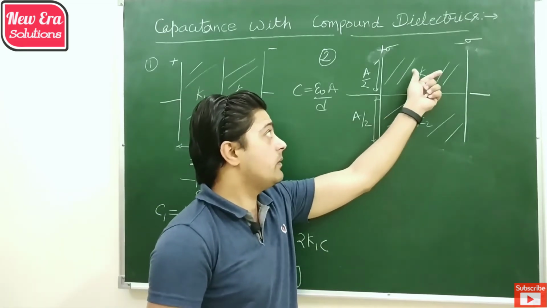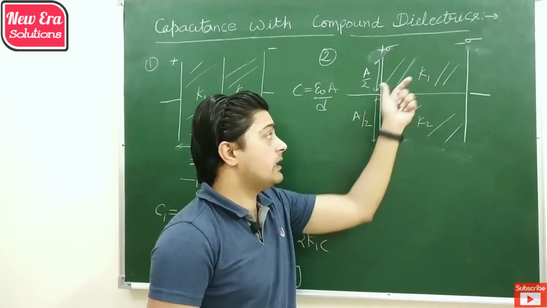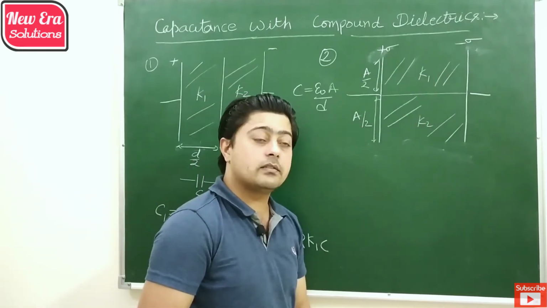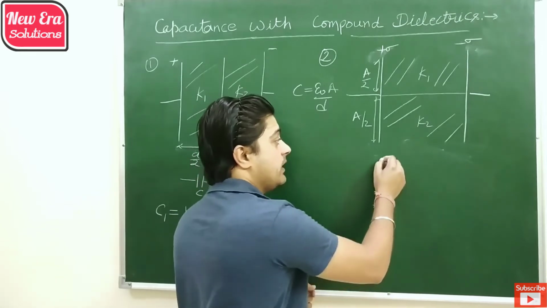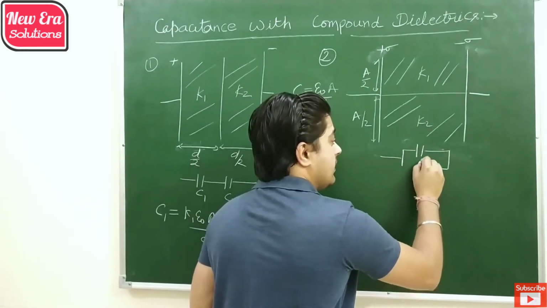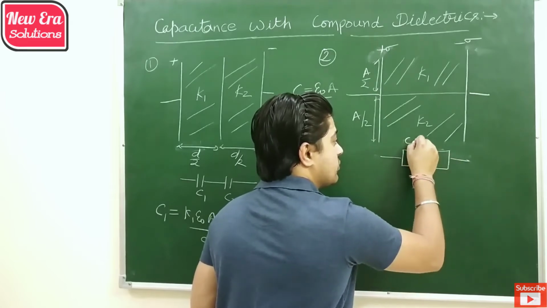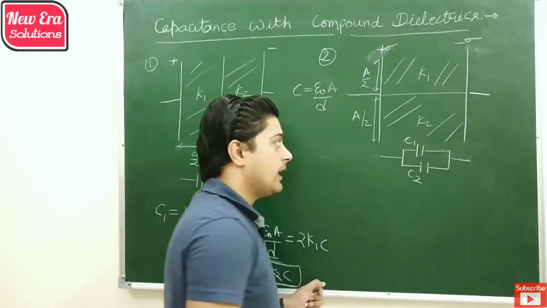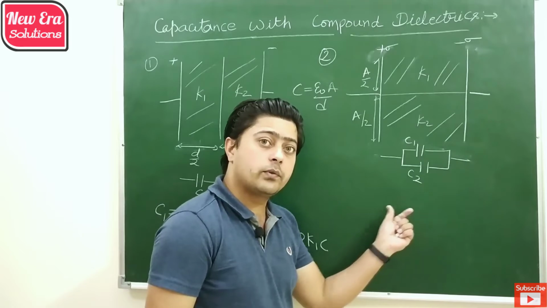As we see in the second case, we filled two dielectric mediums in different cross-section areas of the capacitor. So K1 medium is filled in the first half of the capacitor and K2 dielectric medium is filled in the second cross-section area of the capacitor. So the system behaves like a parallel combination of two capacitors.